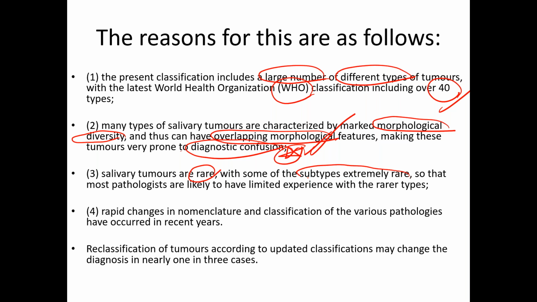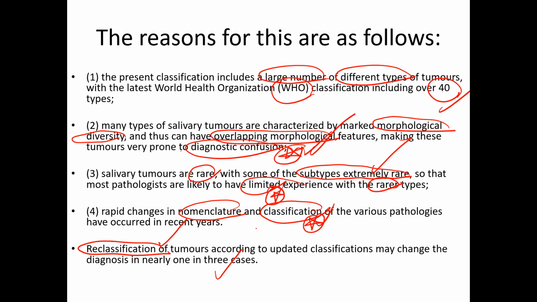And subtypes are extremely rare, so that most pathologists have limited experience. The experience for the pathologist itself is very rare with these rare tumors. Nomenclature and classification is altering many times. Reclassification of the tumors has been done based on the diagnosis, and in nearly 1 in 3 cases, they always have a doubt about which classification to put.